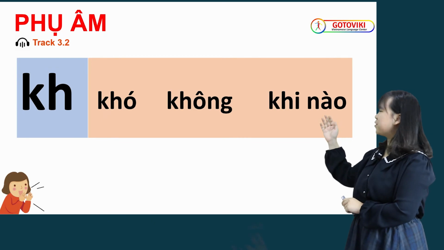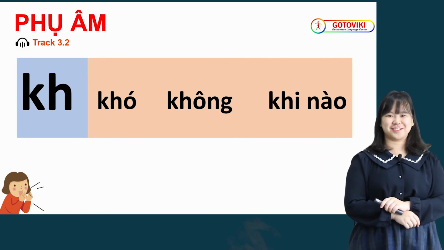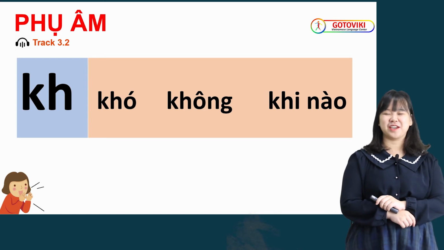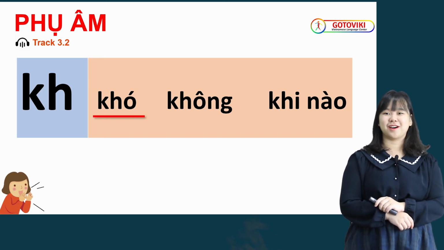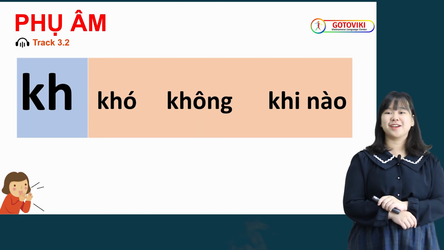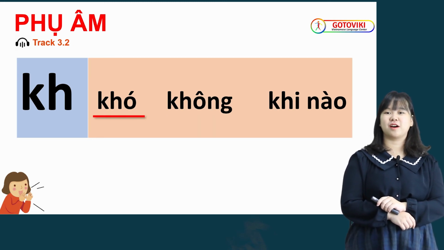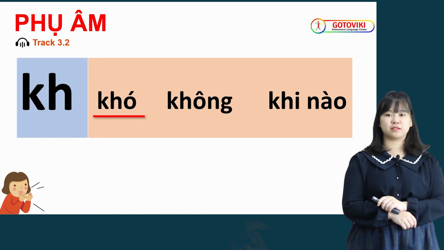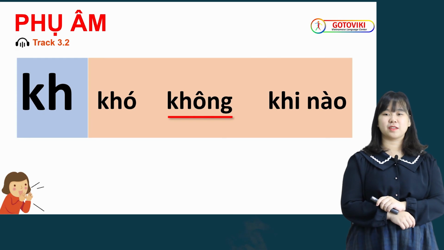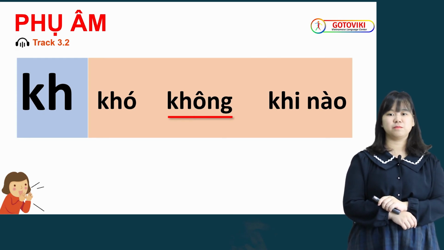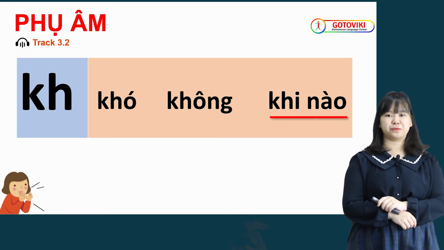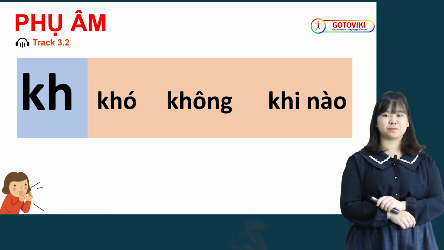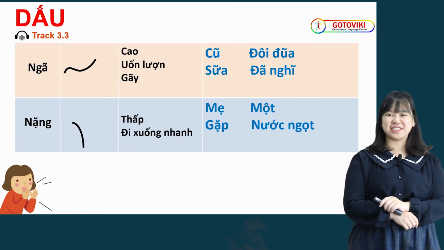And the final consonant that we studied today is khờ. Okay, let's practice with me. Đọc theo mình nhé. Khờ, khờ, khờ. Okay, let's have some examples. Khó, không, khi nào. Khó, không, khi nào. Very good. That is all about the pronunciation today.